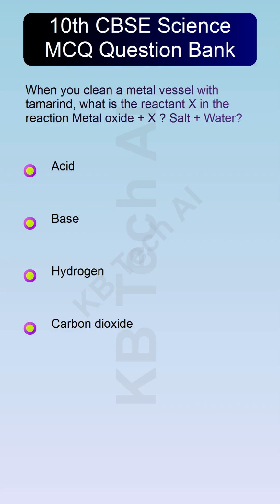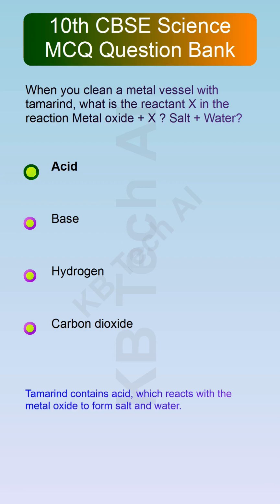When you clean a metal vessel with tamarind, what is the reactant X in the reaction: metal oxide plus X gives salt and water? Option 1, acid. Option 2, base. Option 3, hydrogen. Option 4, carbon dioxide. The answer is option 1, acid.